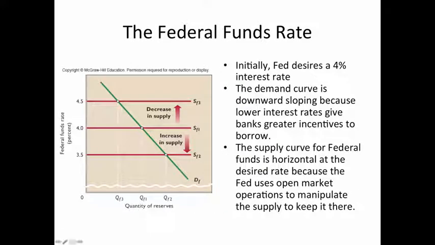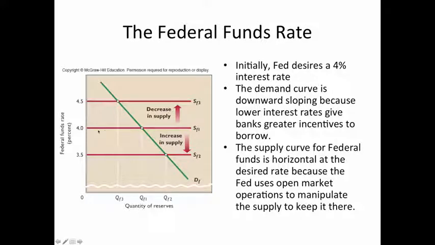So here we have a diagram of our reserve market, where we have demand and supply for federal funds. And so we have this downward sloping demand curve for federal funds. Downward sloping because as the interest rate falls, it gives banks a greater incentive to borrow excess reserves from other banks. The supply curve for federal funds is unusually horizontal, set at the desired rate because the Fed uses open market operations to manipulate the supply to keep it there.